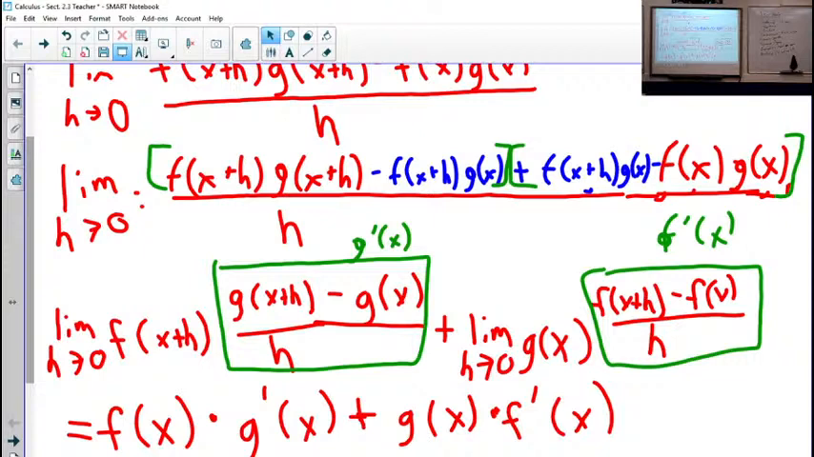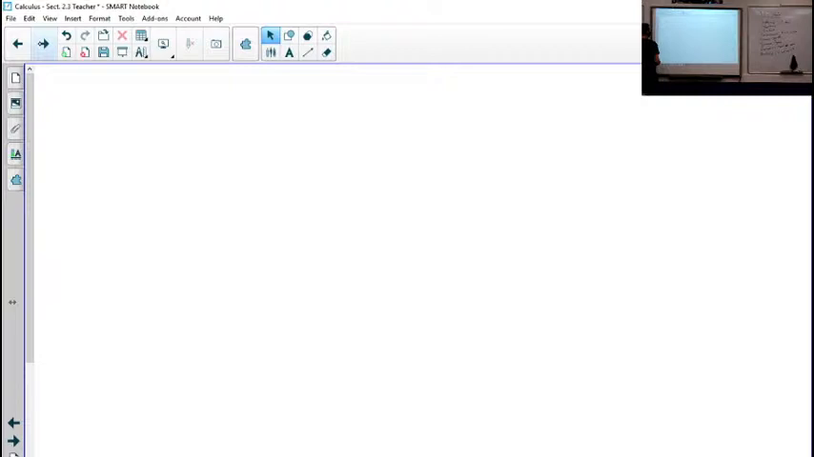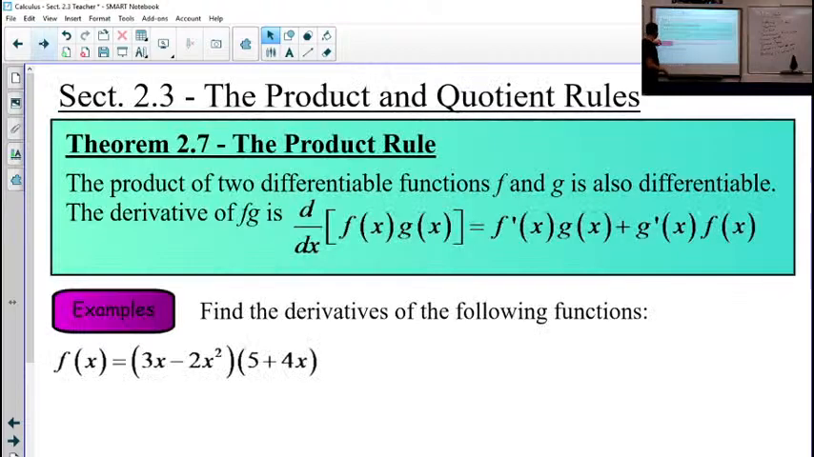The way that we're going to say the product rule is that it's going to be first times derivative of the second plus the second times derivative of the first. So if I've got two different functions that are multiplied together, that's going to be the derivative: first times derivative of the second plus second times derivative of the first. That is our product rule. Now we start examples. I'm writing it down in the notes.